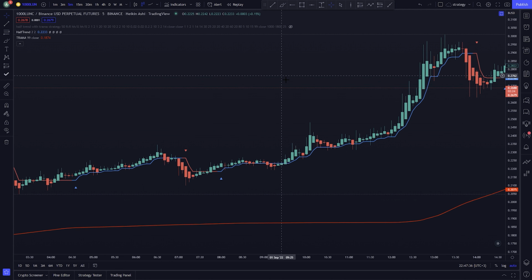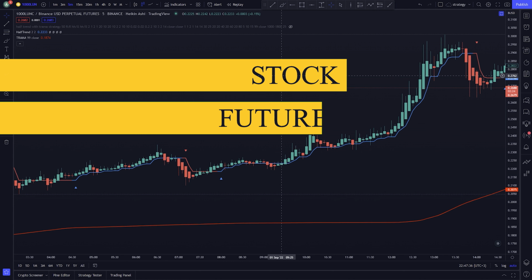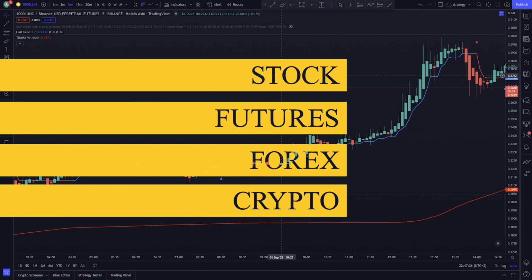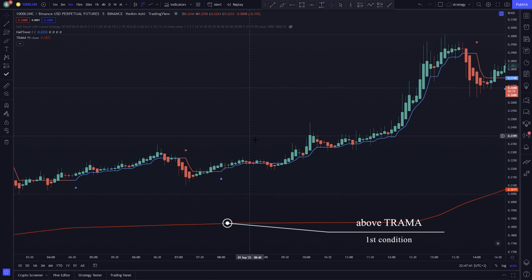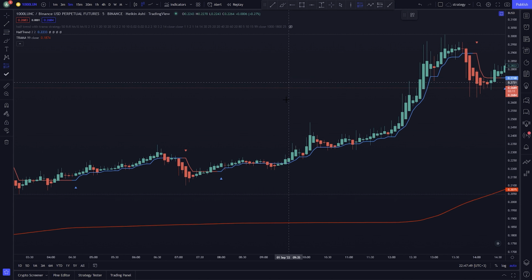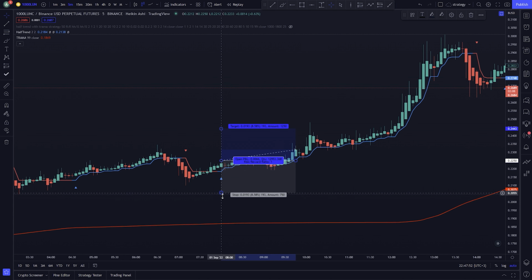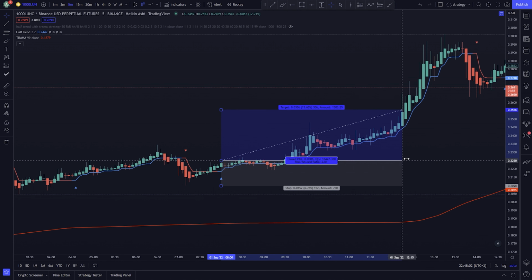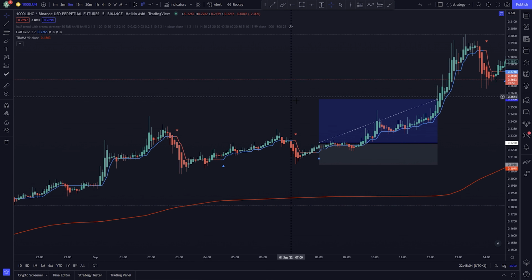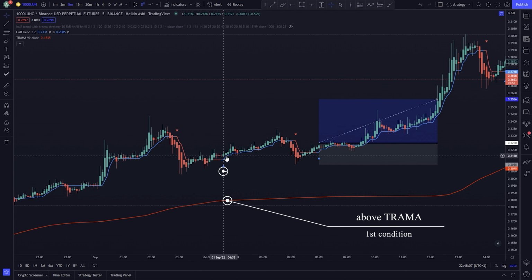This strategy can be used in all types of markets: stocks, futures, forex, and crypto. For a long signal to be valid, the price must be above TRAMA, along with a buy signal from the Half Trend indicator. Now we can take a long position. Our stop loss must be under the recent swing low, and the risk to reward ratio will be 1 to 2. Here all conditions are fulfilled.